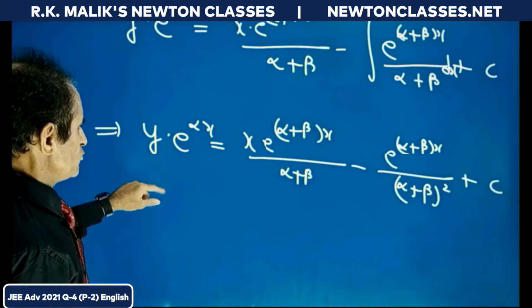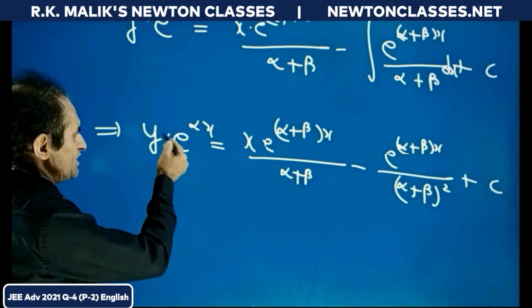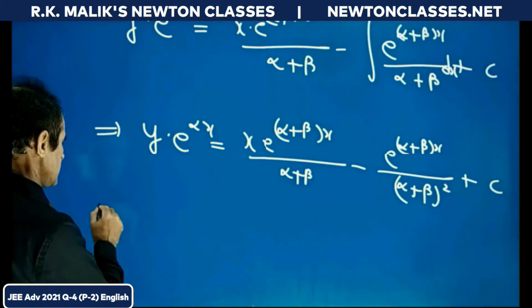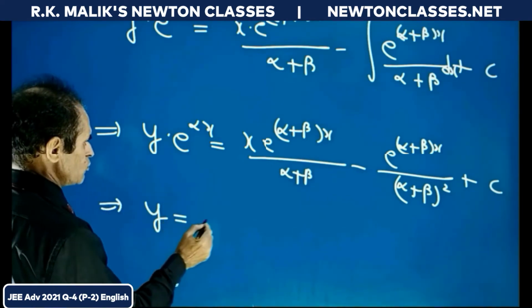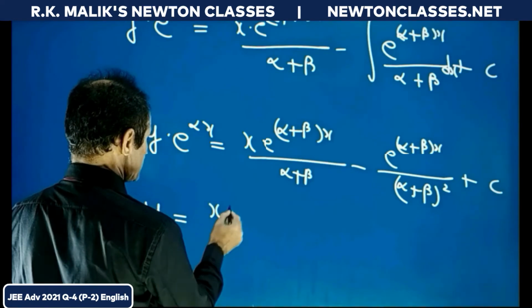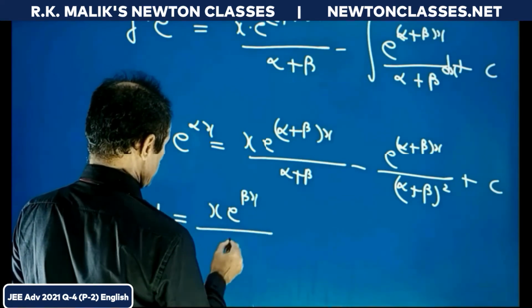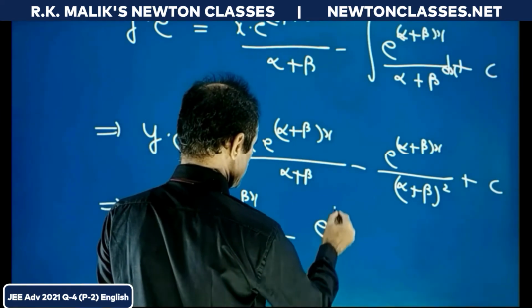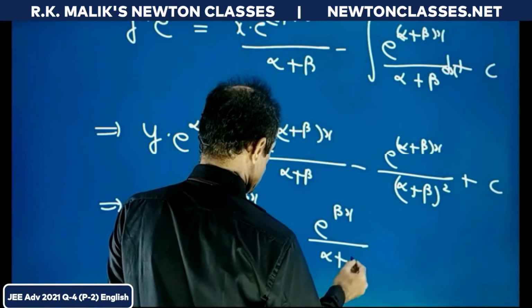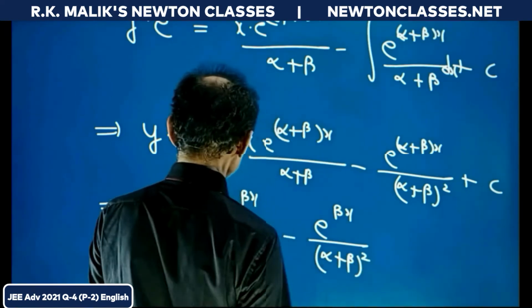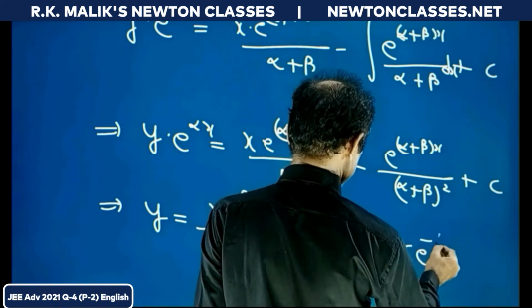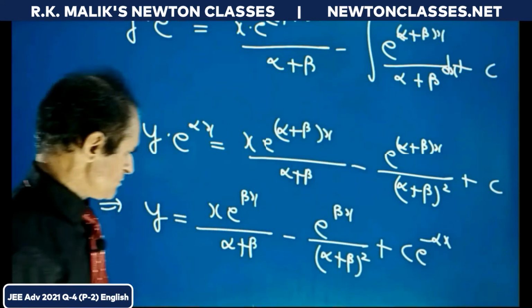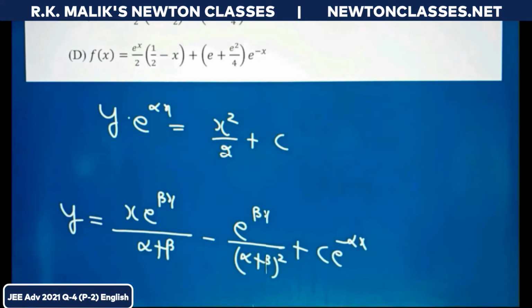To bring this solution in choices form, I divide both sides by e to power alpha x, and we get y equal to x e to power beta x upon alpha plus beta minus e to power beta x upon alpha plus beta whole square plus c e power minus alpha x. Hence, we have got two possible solutions. This when alpha plus beta is 0 and this when alpha plus beta is non-zero.